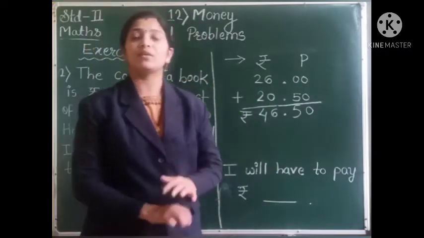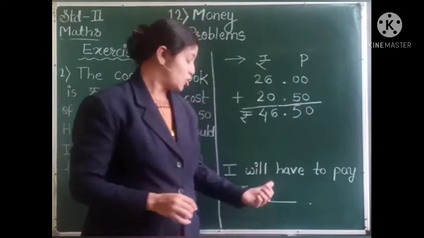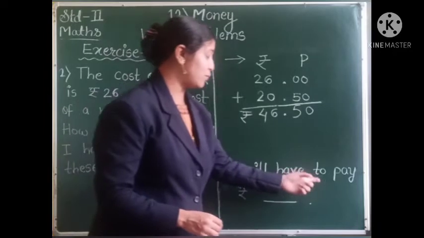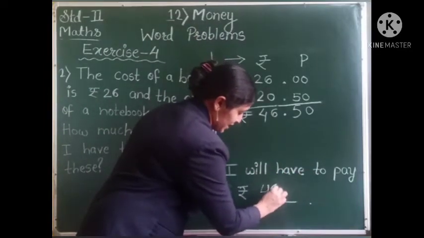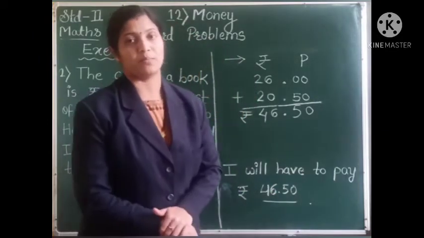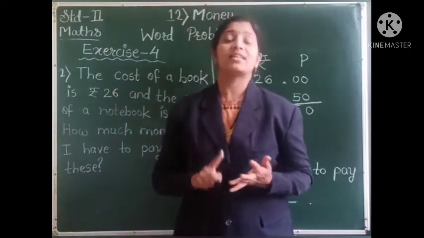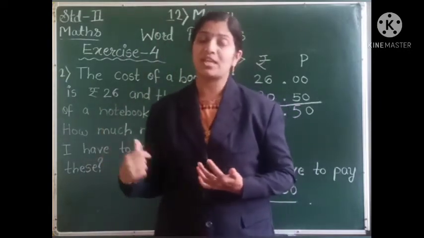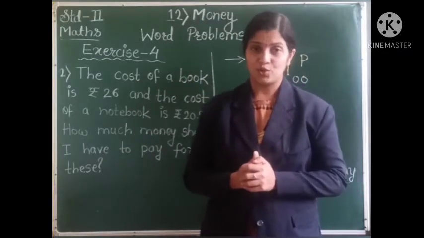So when you are solving a word problem, it is very necessary that you write the final answer in words. So here you see, I will have to pay rupees 46.50 paise to the shopkeeper. So students, we have solved example number 1 and example number 2 on the board itself. Example number 3 and 4 you have to do by yourself.